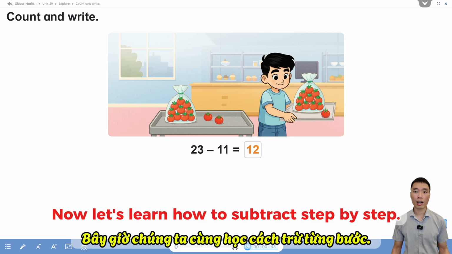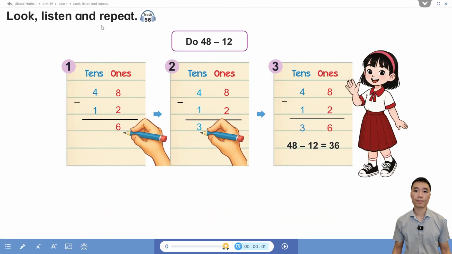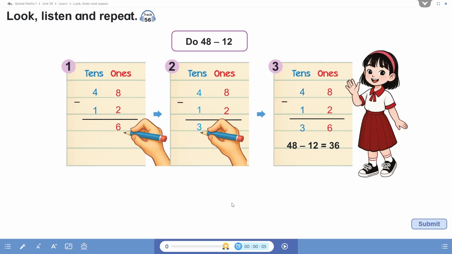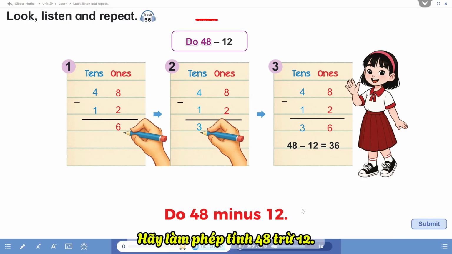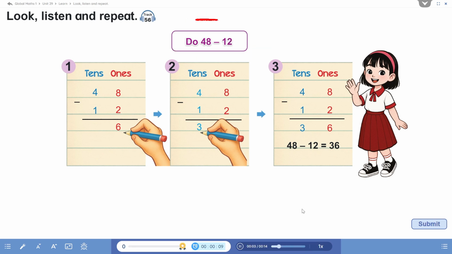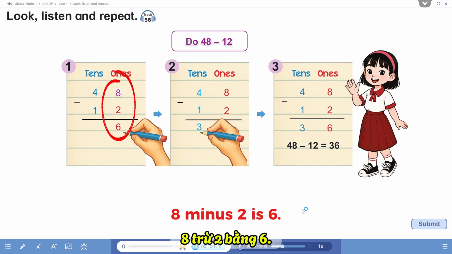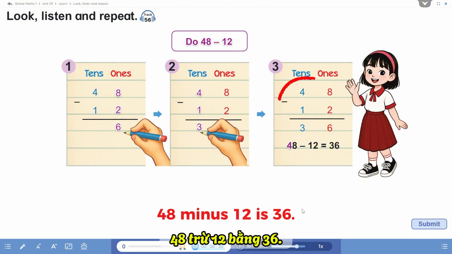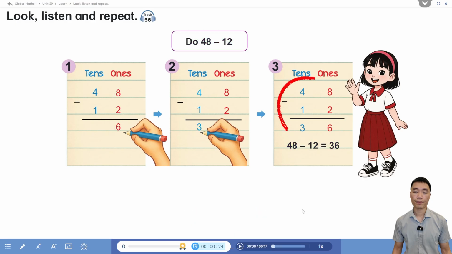Now, let's learn how to subtract step by step. Look, listen and repeat. Do 48 minus 12. 8 minus 2 is 6. 4 minus 1 is 3. 48 minus 12 is 36.